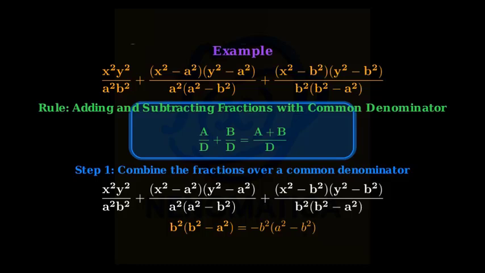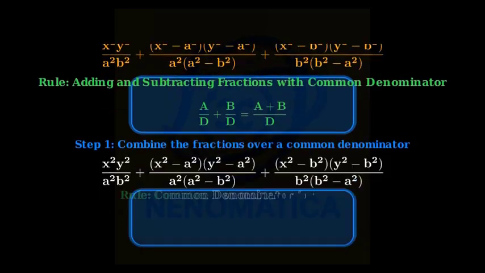Notice that the third denominator, b squared times (b squared minus a squared), can be rewritten as negative b squared times (a squared minus b squared). So all fractions can share a common denominator of a squared b squared times (a squared minus b squared).